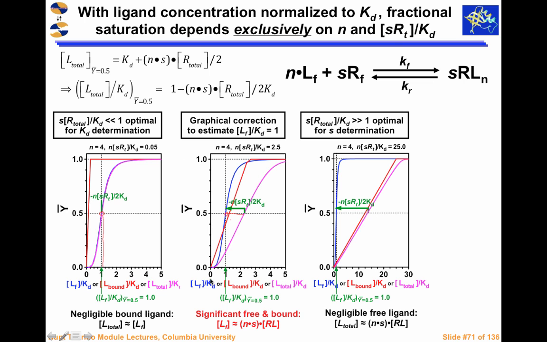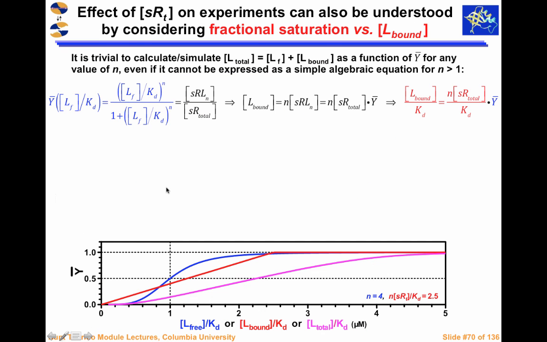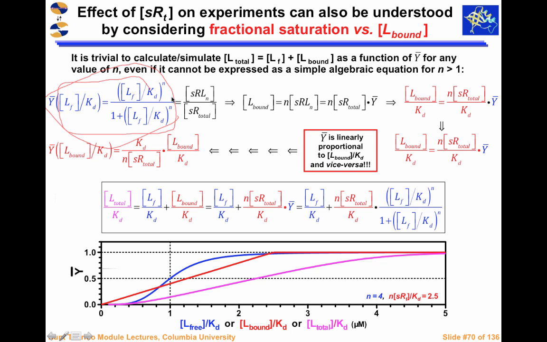In this reduced coordinate system, LF equal KD, right? In this coordinate system, Y bar as a function of LF over KD is always the same. Let's step back to the beginning of the previous slide. Y bar depends just on LF over KD and N, right? This relationship doesn't change no matter how much free receptor you're using in the experiment. The relationship between fractional saturation and LF over KD depends only on N. So let's go forward.